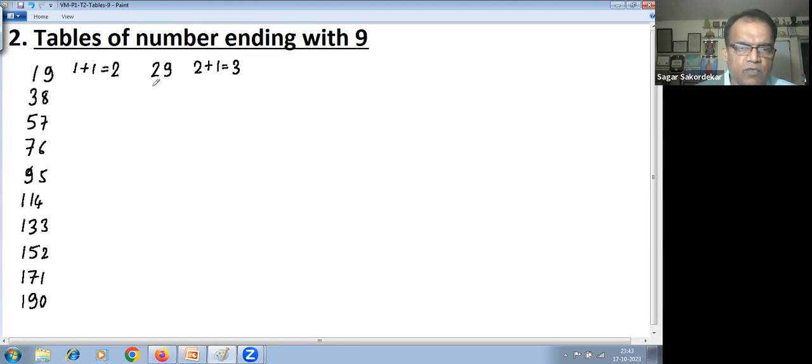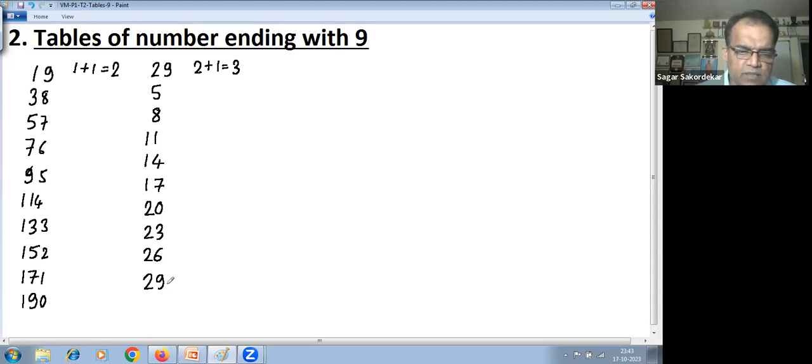2 plus 3, 5. 5 plus 3, 8. 8 plus 3, 11. 11 plus 3, 14. 14 plus 3, 17. 17 plus 3, 20. 20 plus 3, 23. 23 plus 3, 26. And 26 plus 3, 29. Same number for which you are writing the table. Stop there. You have to get the same number. If you are not getting this, there is a mistake already.